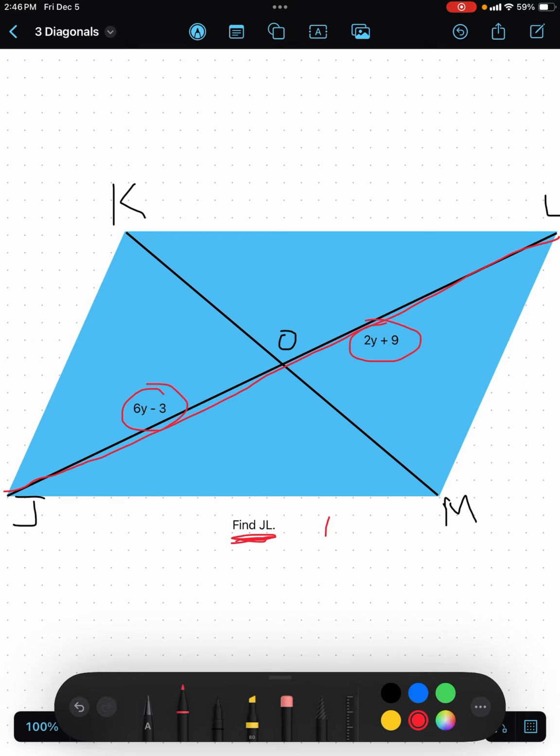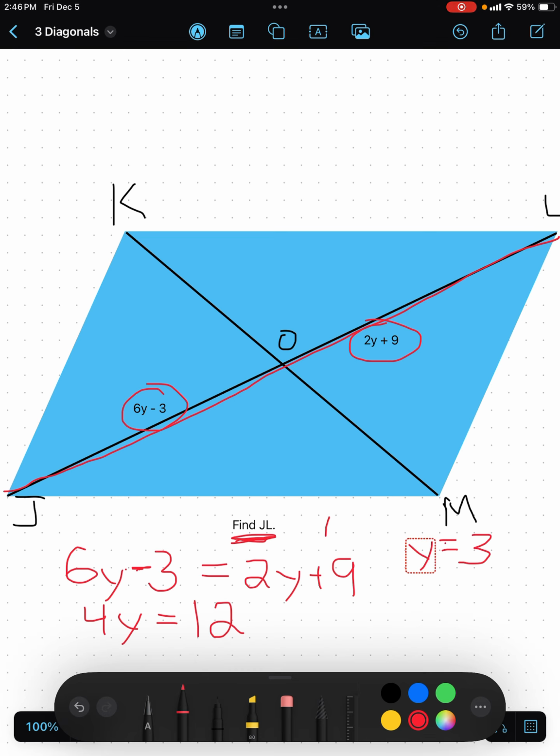So let's set 6y minus 3 equal to 2y plus 9. Now we're going to do a little bit of algebra. We're going to subtract 2y from both sides, and we'll get 4y equals, and then we will add 3 to both sides and get 12. 4y equals 12. That means y is going to equal 3.